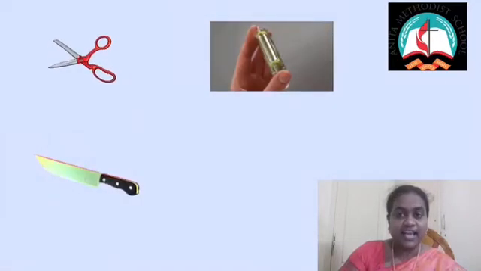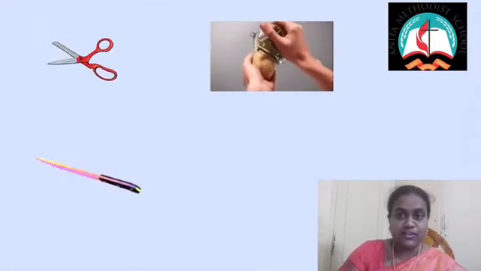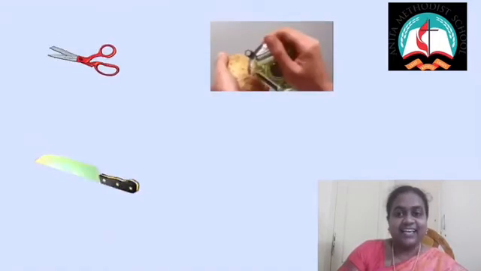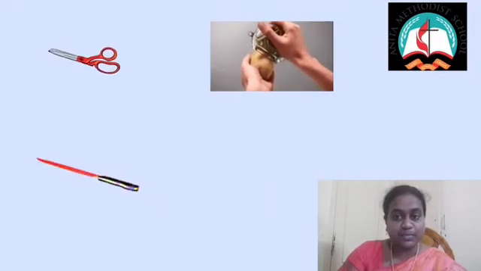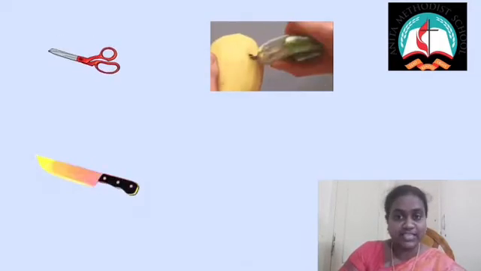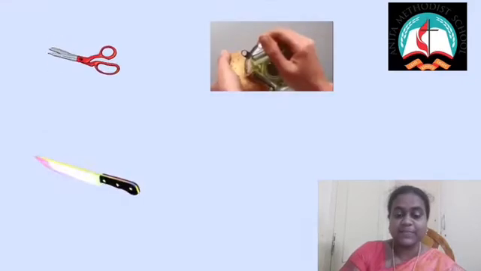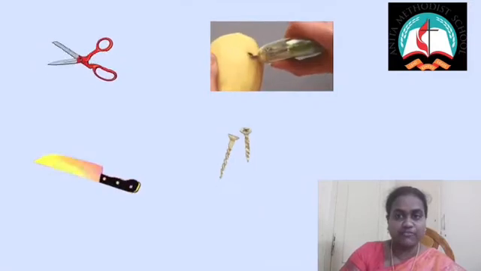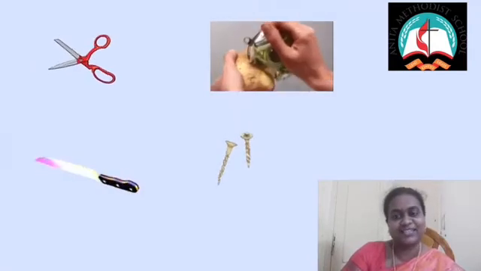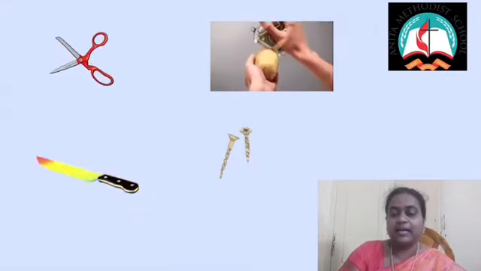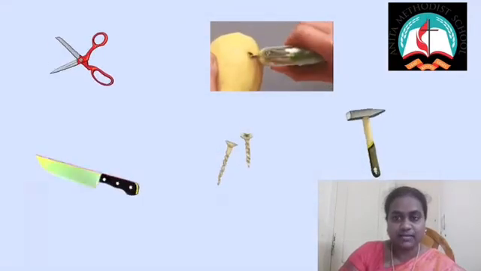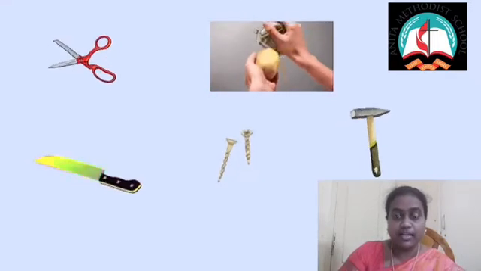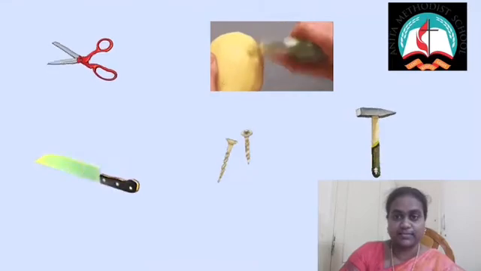Then knife. This also from your mother's kitchen? Yes. Your mom cuts the vegetables, fruits very fast using this knife, correct? The screw. This from your father's toolkit, correct? Super, children. The final one is the axe. Some of you have seen this in your house or from your father's toolkit.